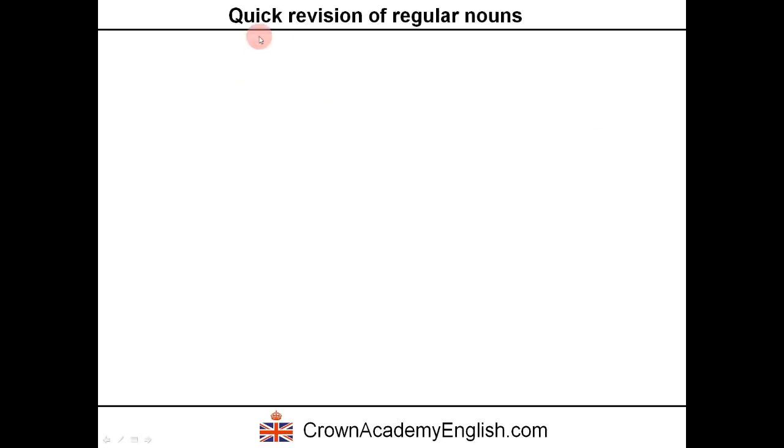Okay, I'm going to start with a very quick revision of regular nouns, because if you understand this, then you will easily understand the difference between person and people. So a regular noun. Let's look at an easy example. So here it is, dog. I'm sure you all know this word and you all know the meaning. So this is the singular form. So this means we are talking about one dog. There's no S at the end.